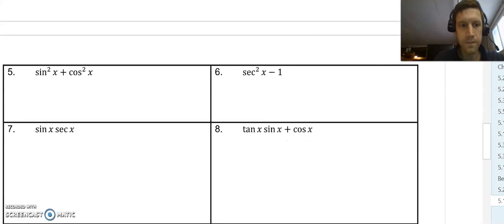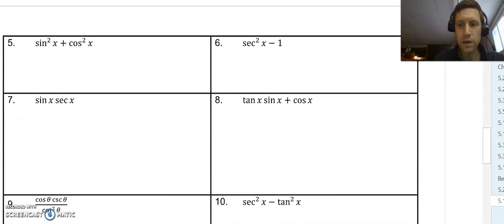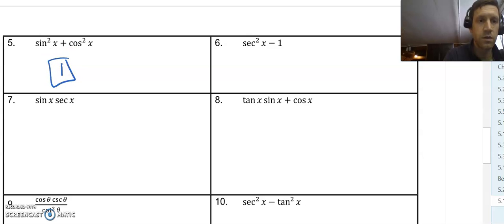All right, what else we got? Sine squared of x plus cosine squared of x. Well, that's really just my original Pythagorean identity. That's equal to 1. So I used a Pythagorean identity.